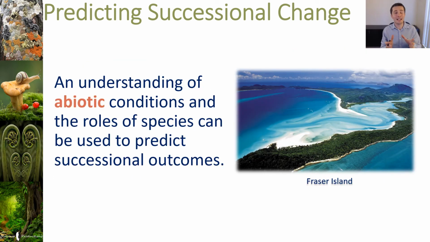So the idea to understand here is that if you can have a knowledge of the abiotic conditions and the roles of some of those species in this idea of succession, well, you can use that knowledge to make predictions about successional outcomes. One example is Fraser Island. Now, Fraser Island is the largest sand island in the world, and it is the only sand island in the world that contains rainforest. And it is because of that size that it's able to do that.